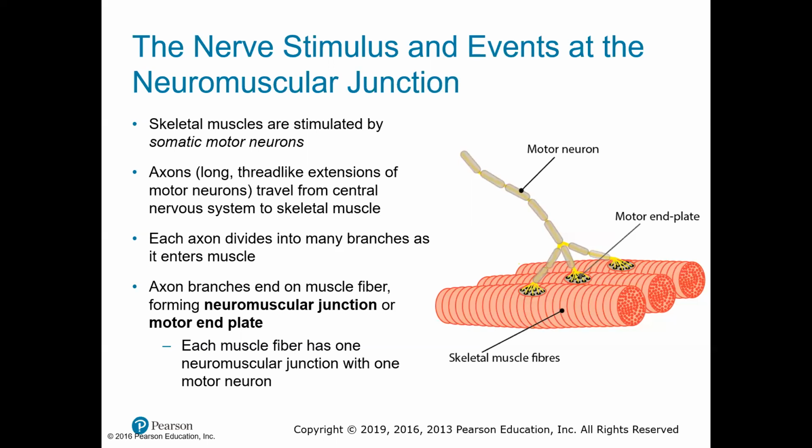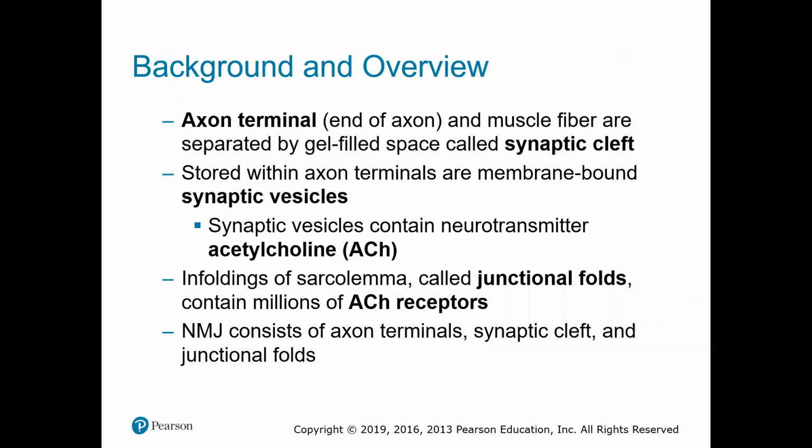However, we see later on that the fewer cells that you're stimulating, the better control you have. So anyway, let's move on here. The axon terminal is the end of the axon. There is a gap at the neuromuscular junction. It's called the synaptic cleft. It's filled with a fluid, sort of like a gel in there.